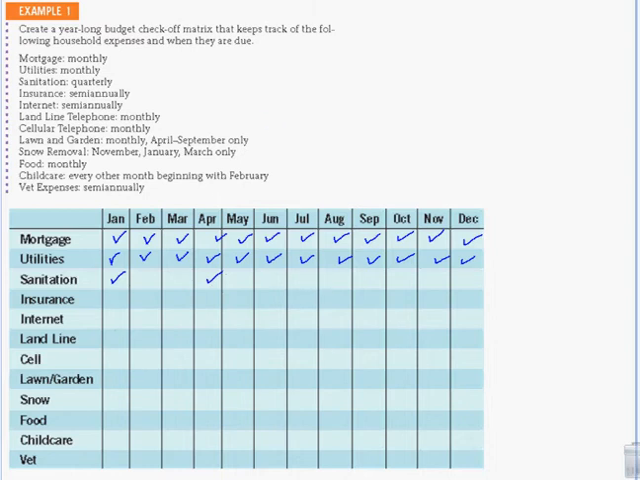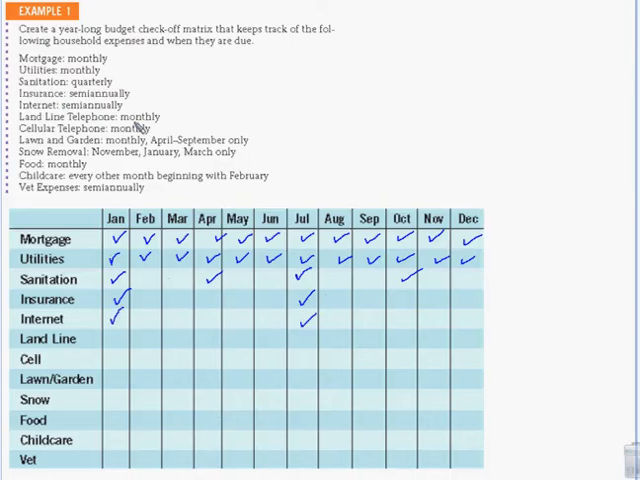Sorry. Is that right? Quarterly is every 3 months. So like that. Insurance is semi-annually, so that's twice a year, so January and June. Sorry, January and July. Internet is semi-annually, kind of weird.